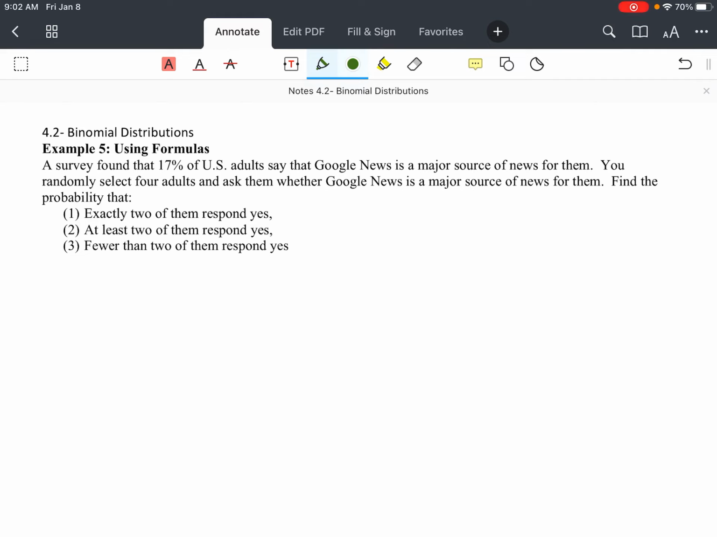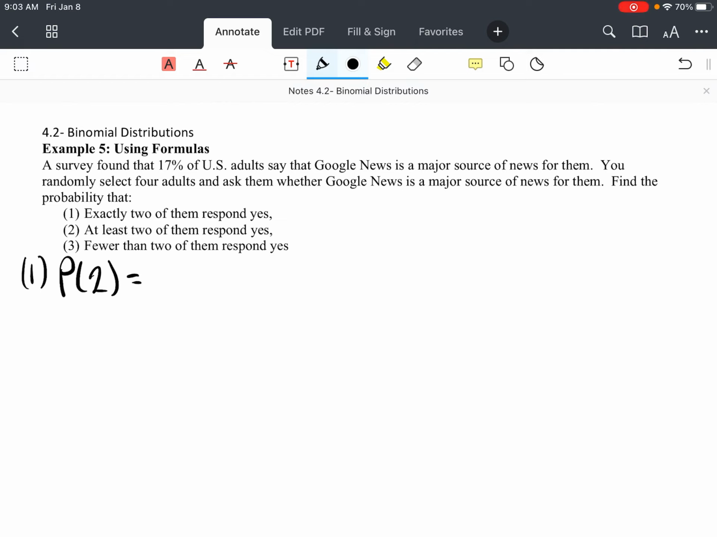A survey found that 17% of the U.S. adults say that Google News is a major source of news for them. You randomly select 4 adults and ask them whether Google News is a major source of news for them. Find the probability that, and we're going to break this down into 3 different parts. So the first one is exactly 2 say that Google News is their major source of news. Okay, so example, part 1, we're looking for the probability of exactly 2 people.